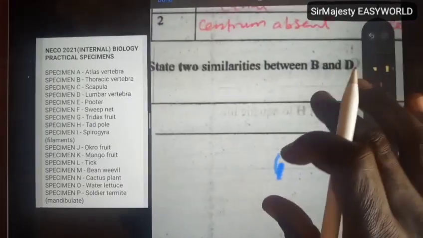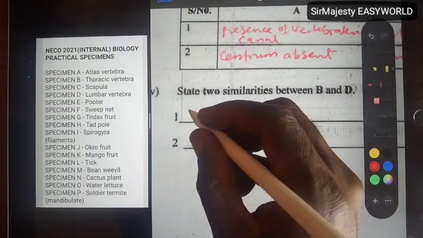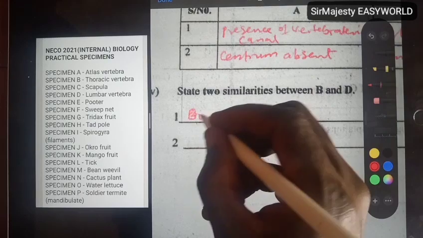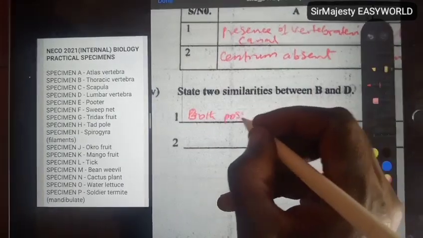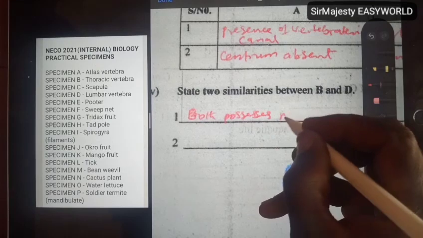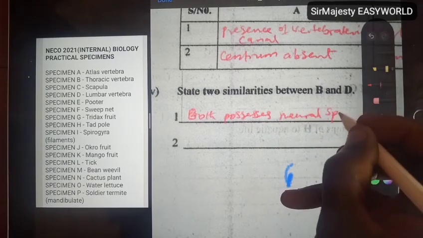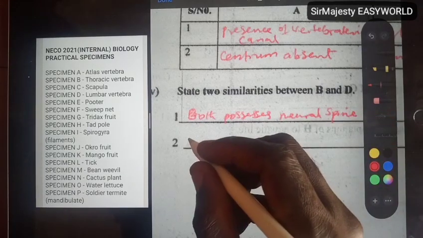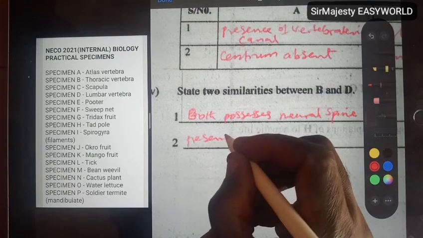Then two similarities between lumbar and thoracic is that both possess neural spine, and presence of a neural canal in both.